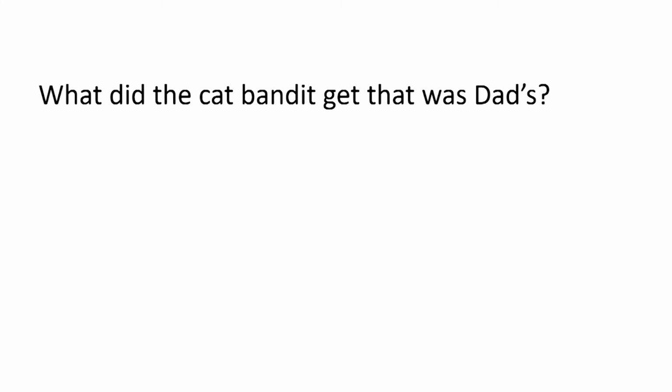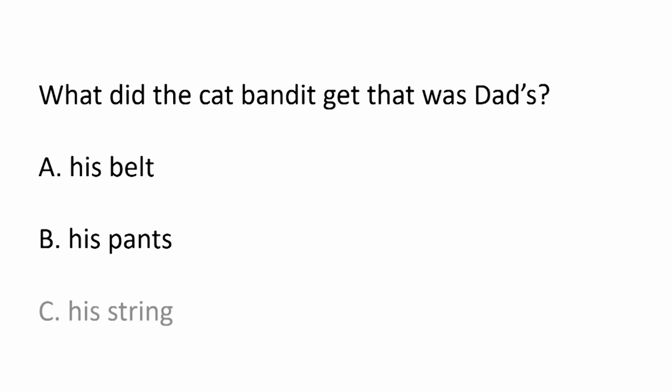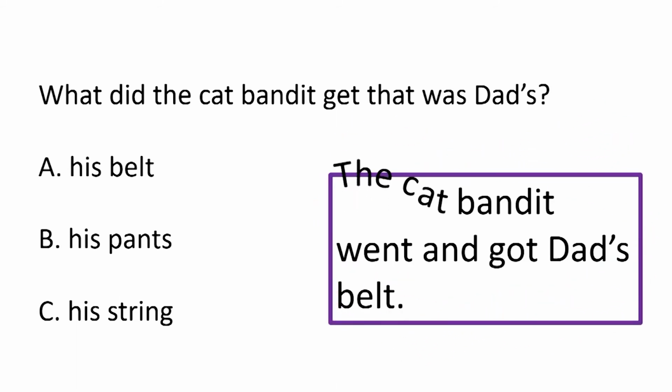What did the cat bandit get that was Dad's? A, his belt. B, his pants. C, his string. So, let's look back at the text. The cat bandit went and got Dad's belt. He got Dad's what? His belt. So the answer is A. Wonderful, you guys.